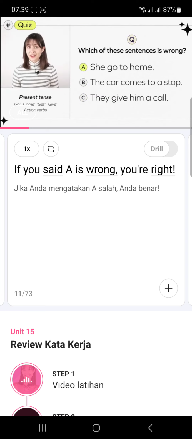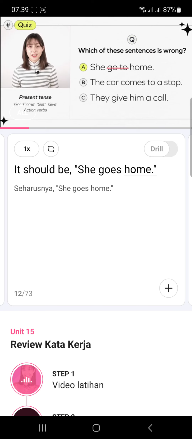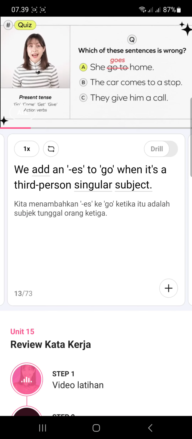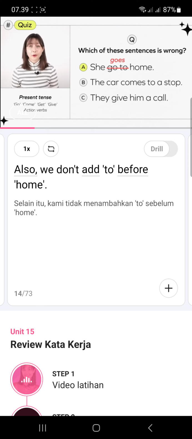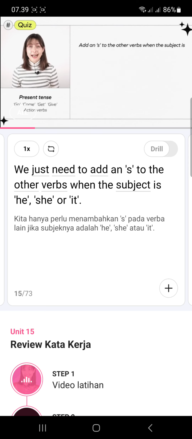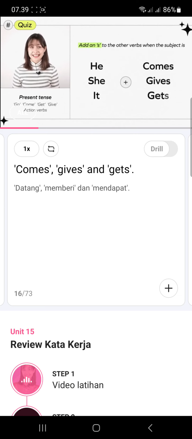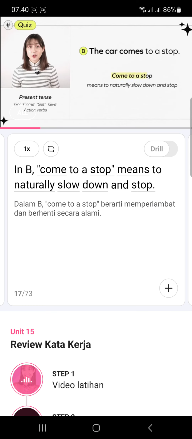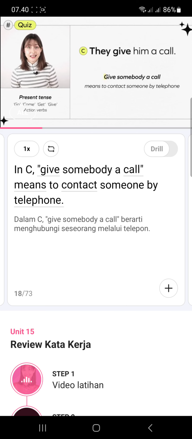If you said A is wrong, you're right. It should be, she goes home. We add an es to go when it's a third-person singular subject. Also, we don't add to before home. We just need to add an s to the other verbs when the subject is he, she, or it. Comes, gives, and gets. In B, come to a stop means to naturally slow down and stop. In C, give somebody a call means to contact someone by telephone.